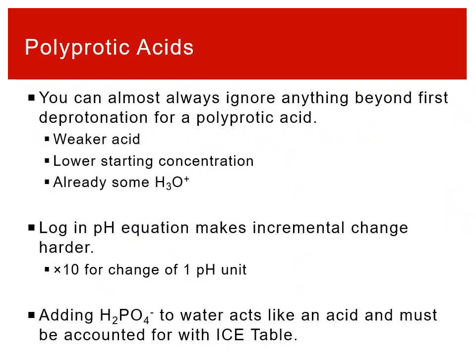So you can almost always ignore anything beyond that first deprotonation, because that second deprotonation is going to be weaker. You have a lower starting concentration. There's already some hydronium. Also, because you've already moved the pH to something like 1 point something or 2 point something, you have to remember log is a times 10 scale. In order to go from, say, pH 2 to pH 1, it has to get 10 times more acidic. And that's just going to be hard to do when the solution is already acidic. It's really easy to get 10 times more acidic than pH 7 because it's not very acidic at all. So you don't need to worry about that.